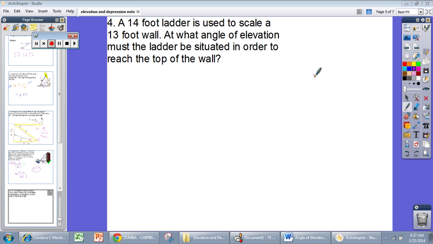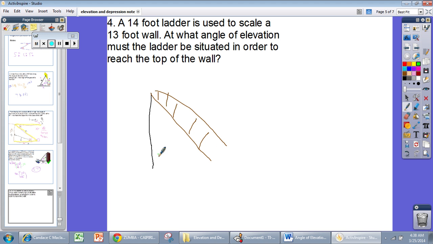Alright, so example 4, we have a 14-foot ladder is used to scale a 13-foot wall. At what angle of elevation must the ladder be situated in order to reach the top of the wall? Alright, so we don't have a picture, so let's make one. First, make your wall. Okay, and then we need a ladder. It's a nice looking ladder. And then we can make some grass down here if you want.